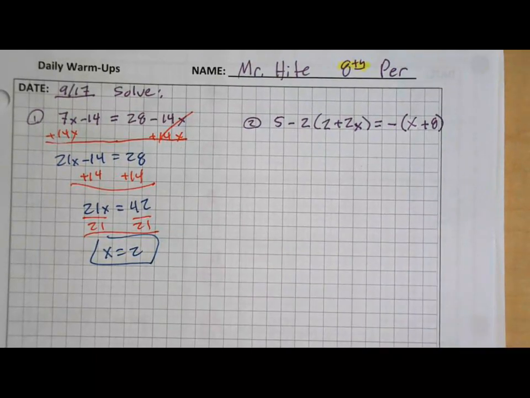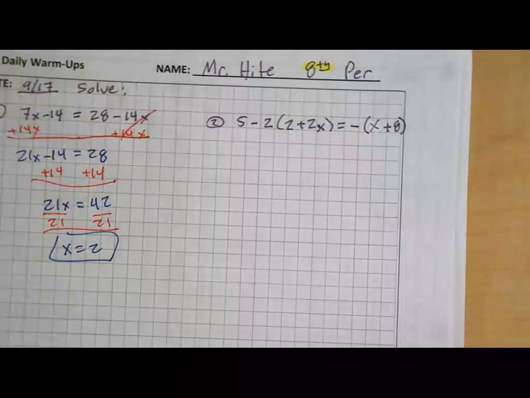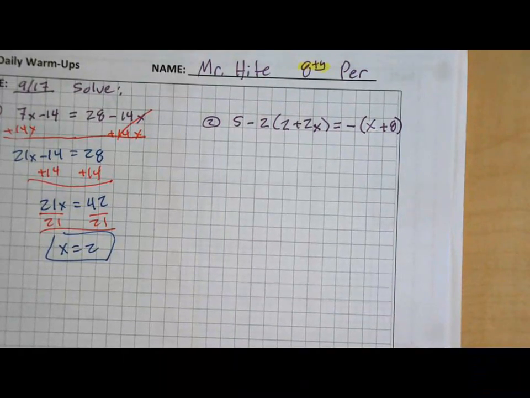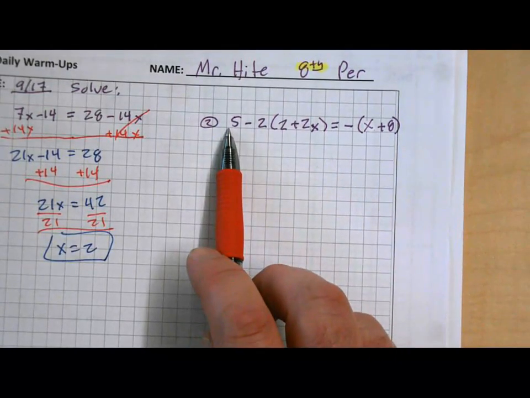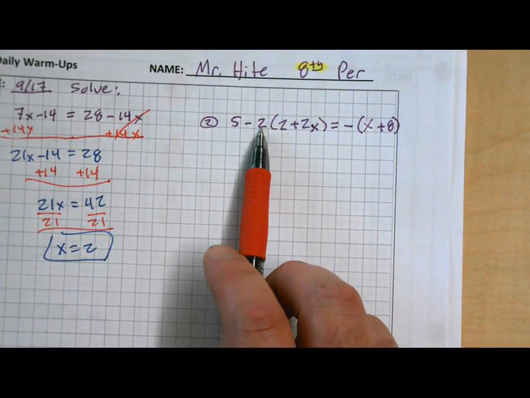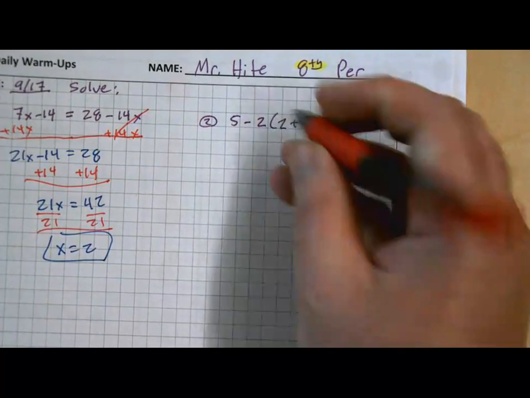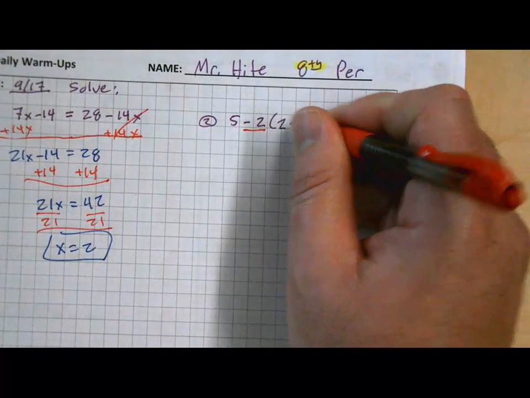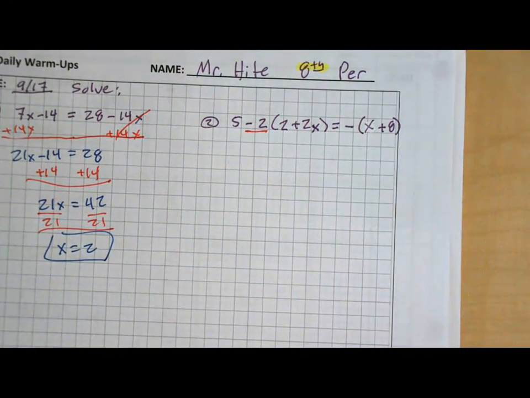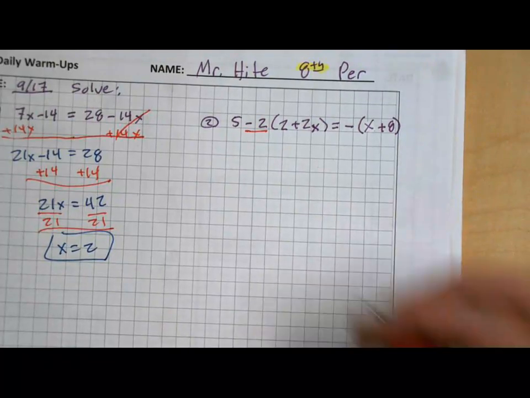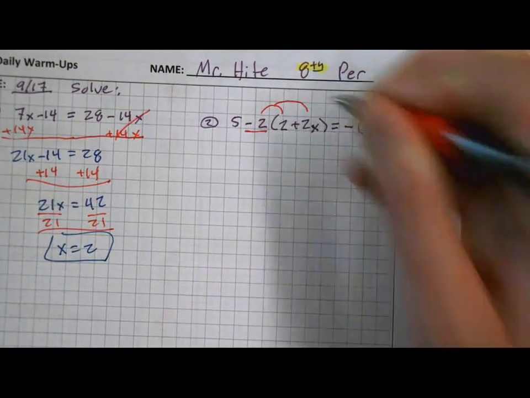All right, this one involves parentheses, so we do have to get rid of parentheses first here. A very common mistake would be to do this 5 minus 2 first. We can't combine that 5 with that negative 2, though, because the negative 2 is actually multiplying by something, so it's not a like term. The 5's not multiplying by anything, but the negative 2 is. So we actually need to distribute this negative 2 first.